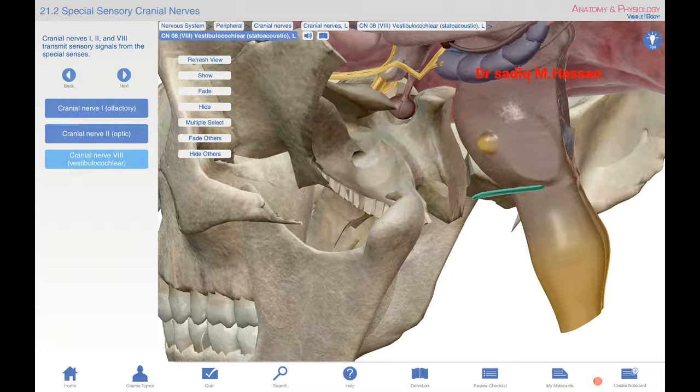It is seven. Vestibulocochlear is also called statoacoustic. So they take special sense. So olfactory, optic, and cranial nerve seven, which is called vestibulocochlear, all carry the special senses and transmit sensory signals. So let us take the next one.